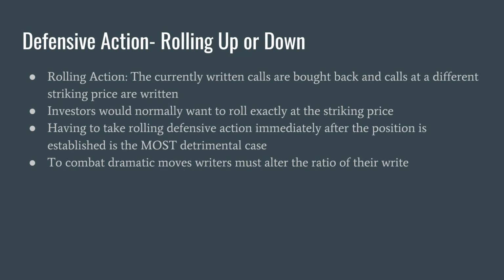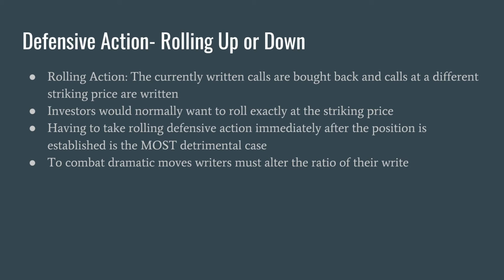The first defensive action we're going to talk about is rolling up or down. A rolling action is defined as the currently written calls are bought back and calls at a different striking price are written. The ratio writer can use rolling actions to his advantage to readjust the position if the underlying stock moves to the edge of the profit ranges.